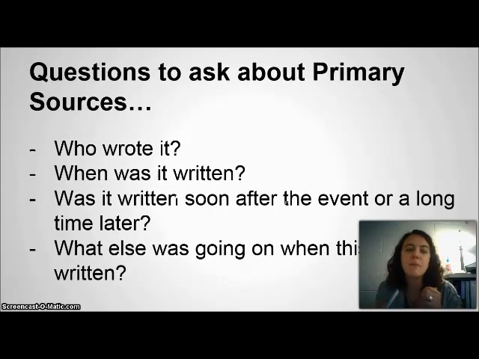Now, when you think about primary sources, there's some questions that we have to ask. We need to ask, who wrote this source? When was it written? Was it written soon after the event, or was it a long time later? And then another question that's important to ask is, what else was going on when this document was written?